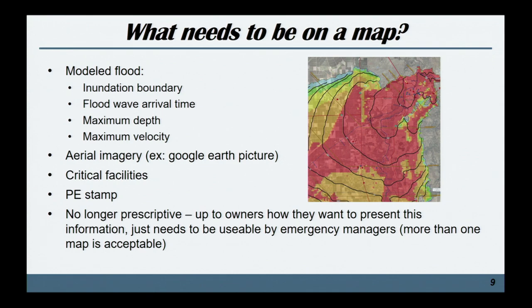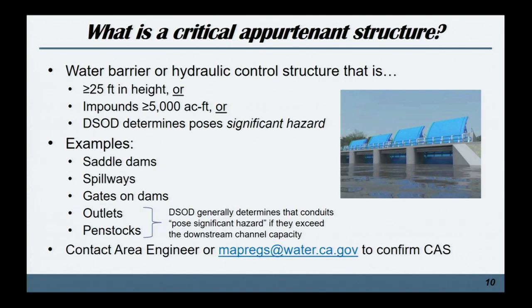The map needs to be stamped by a California licensed civil engineer. Formerly our regulations were prescriptive about how this information was to be displayed, and they're no longer prescriptive. So it's up to owners and their engineers how they want to display this information, as long as it's clear to emergency managers and useful during an emergency.